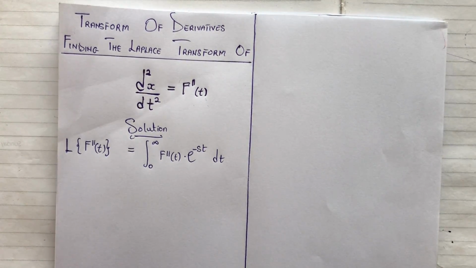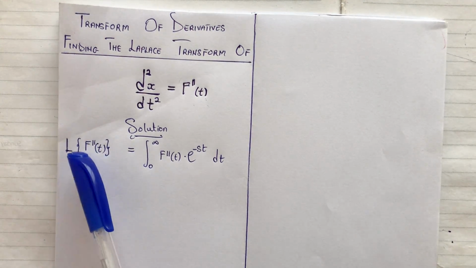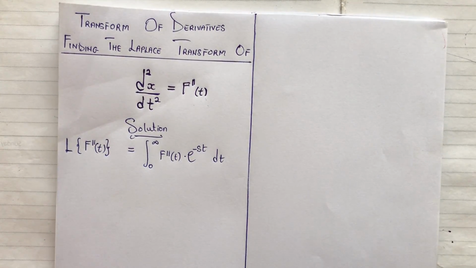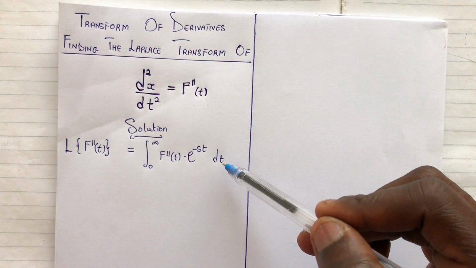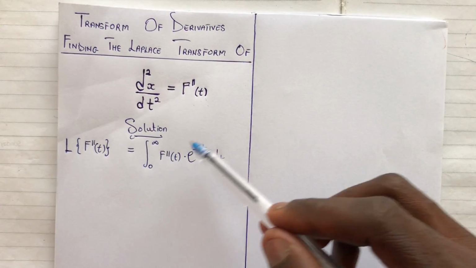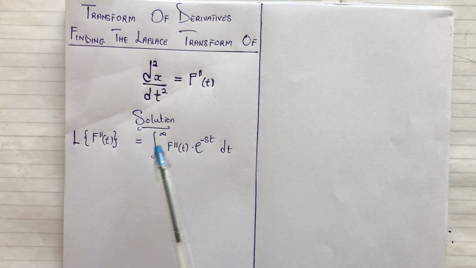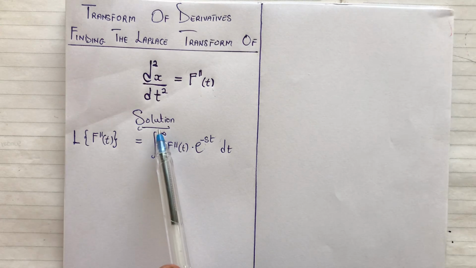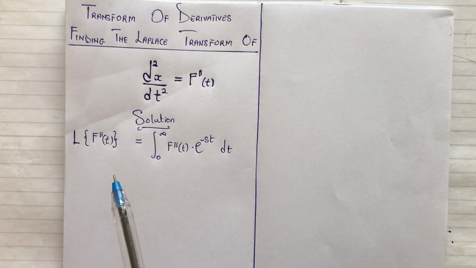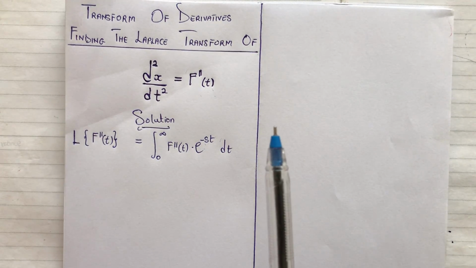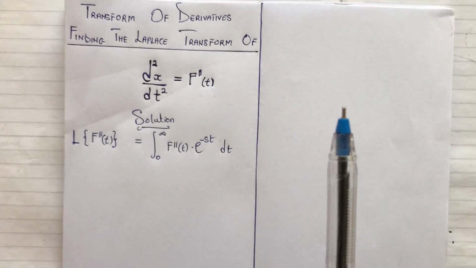So to solve this, the Laplace transform of the second derivative f double bar of t is given by the integral from 0 to infinity of the main function times e to the minus st dt. We are all familiar with this one. In this question, we have a product function that we are supposed to integrate, and one of the ways to do this is to apply integration by parts.